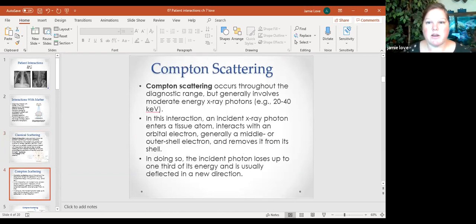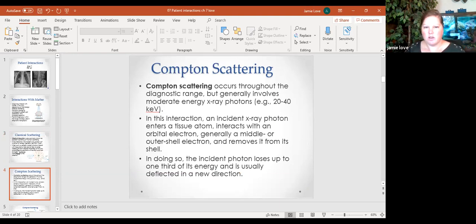So now we have another interaction that could happen. This is called Compton scattering. This is going to happen between 20 to 40 kilo electron volt. So anything in that range of our beam energy is going to probably result in a Compton scattering. So this is happening a lot in X-ray interactions with our patients.